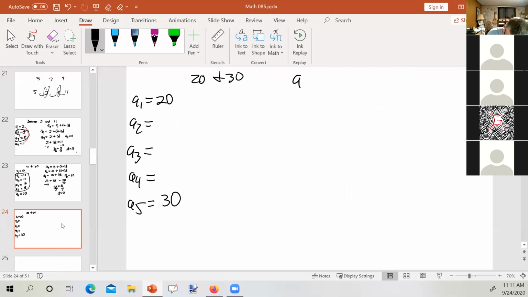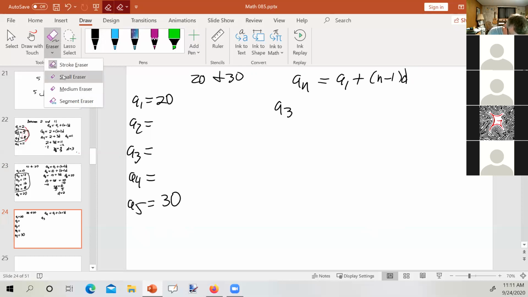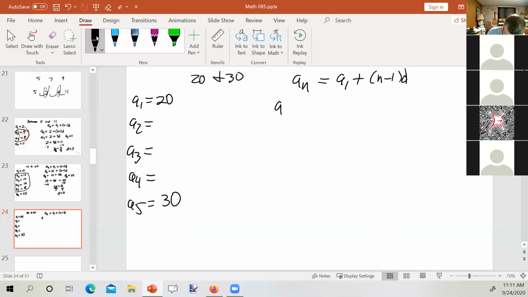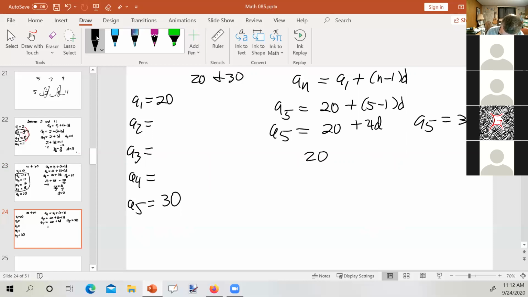So once again, a sub n equals a sub 1 plus n minus 1 times d. Now, I said you could have this during the test, but by the time you're done with the assignment, you'd probably have this memorized anyway, hopefully. So that means a sub, whoops, not a sub 30. Pay attention here. A sub 5 equals a sub 1 plus 5 minus 1 times d, which is 20 plus 4d. So a sub 5 is 20 plus 4d, but a sub 5 is also 30, which means 20 plus 4d equals 30.